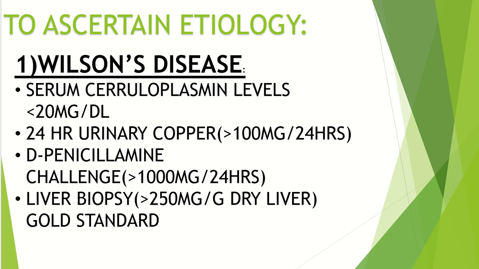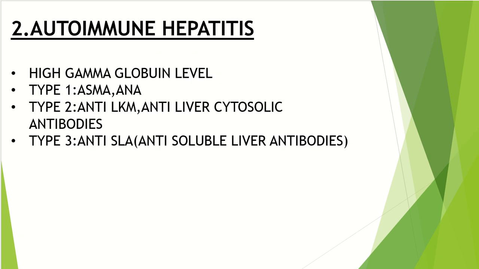Now we have to ascertain the etiology. Once it is established that it is a CLD, and once we have come to know the severity, we have to do some investigations to ascertain the etiology. The first one is Wilson disease. In order to rule in Wilson disease, basic investigations are four. Number one, the serum ceruloplasmin level, which will be less than 20 mg per deciliter. Then the 24-hour urinary copper, the D-penicillamine challenge, and the liver biopsy, which is the gold standard.